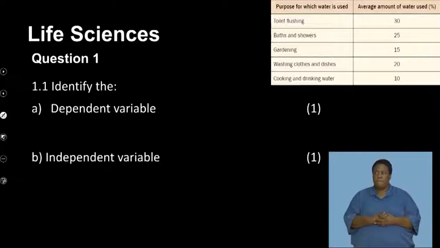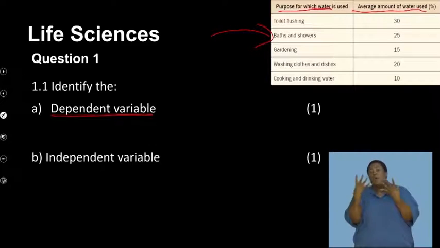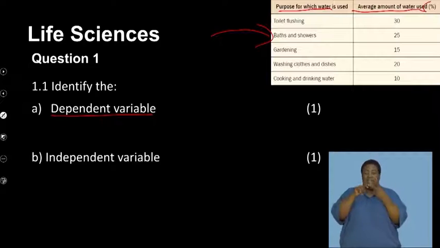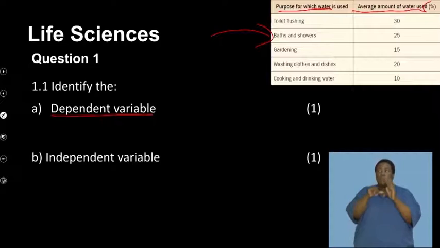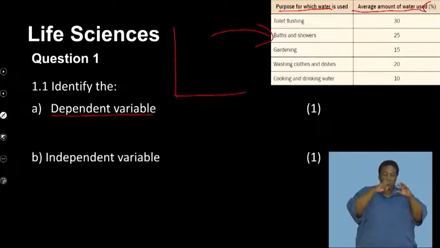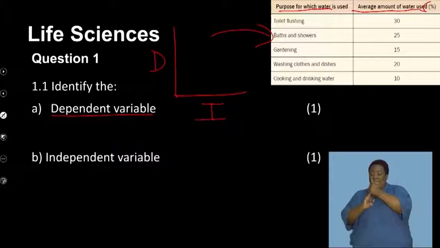So there are a few questions that they had to respond to. Firstly, in this study, identify the dependent variable. Guys, when we look at this table, we can see that the investigation was carried out to look at the purpose for which water was used and the average amount of water used, calculated as a percentage. What's important to understand is that in any experiment, there are several variables: we have the independent variable, the dependent variable, and a whole lot of control variables.